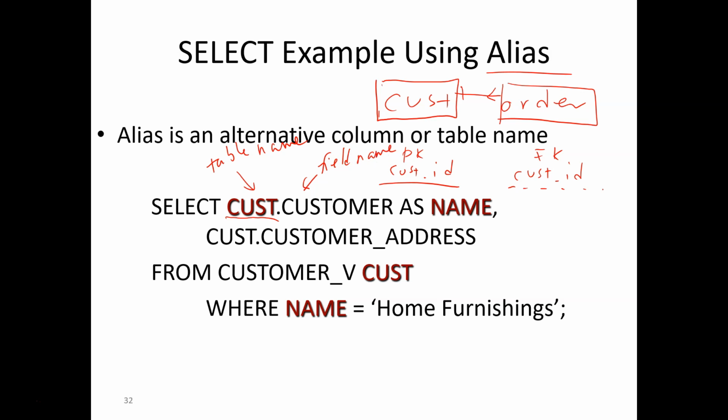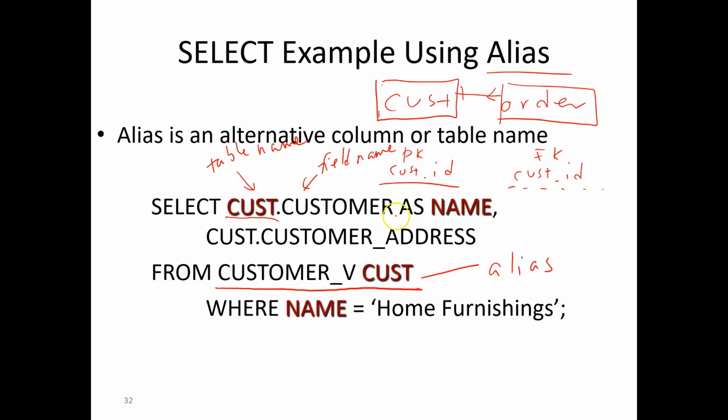And in this case, the cust here is actually an alias. As you can see here from the from clause, from customer_v, followed by the alias cust. By putting this alias here, in the future, when we refer to customer view, we only need to put cust instead of typing in the whole thing. This is referring to this actually. So we're selecting the customer field from the customer view as name.